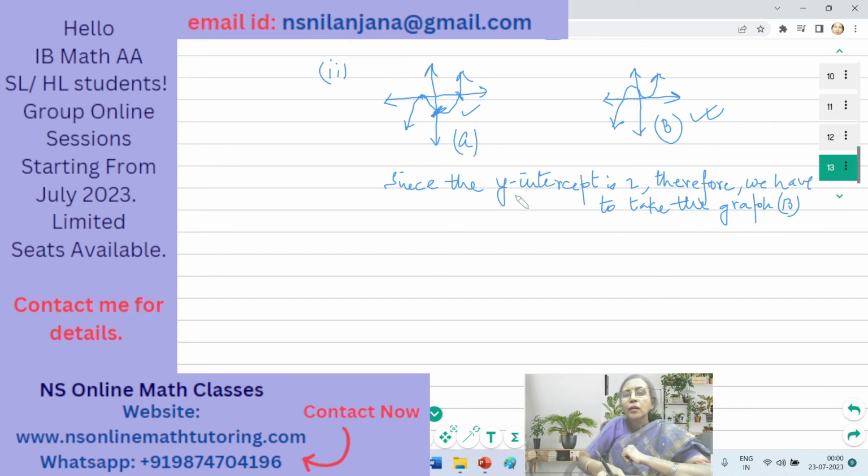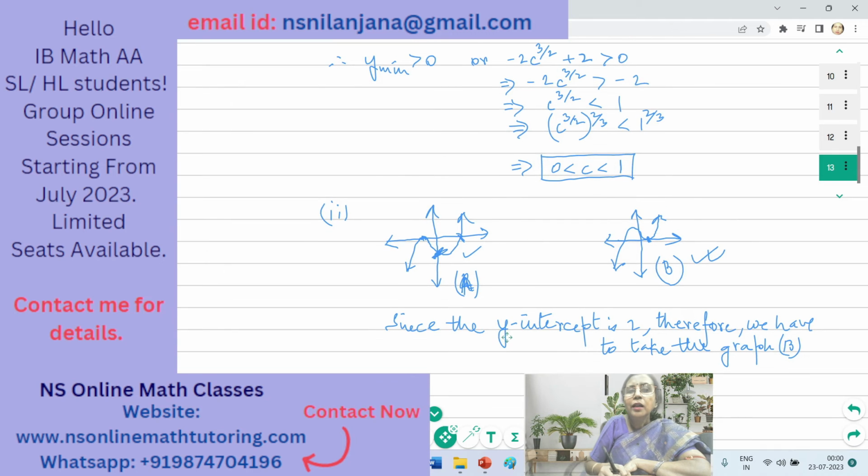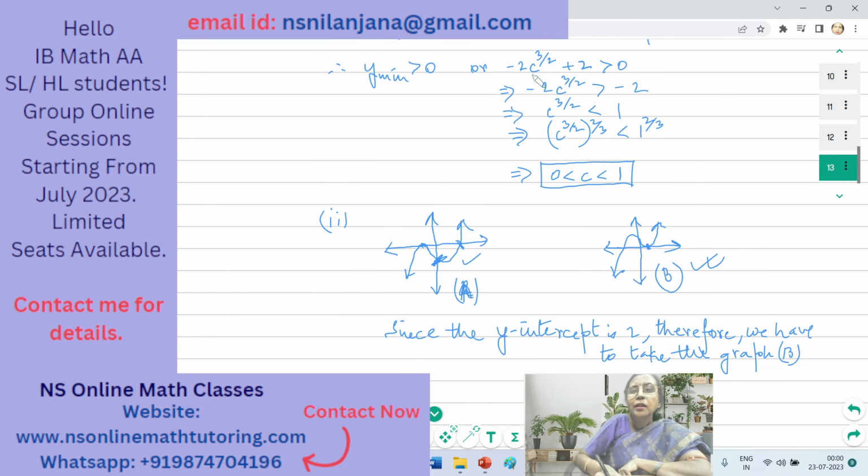Okay, let me write this as A, that is B. And for the graph B, what are we seeing? The y-coordinate of the minimum point is equal to 0. What was the y-coordinate's expression? It was negative 2 times c to the power of 3 over 2 plus 2.